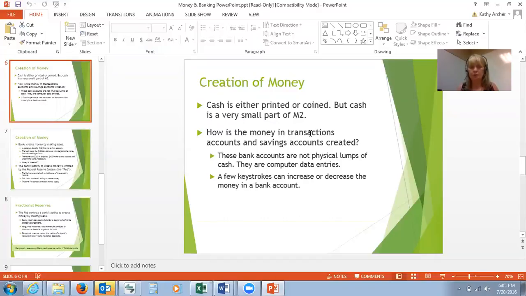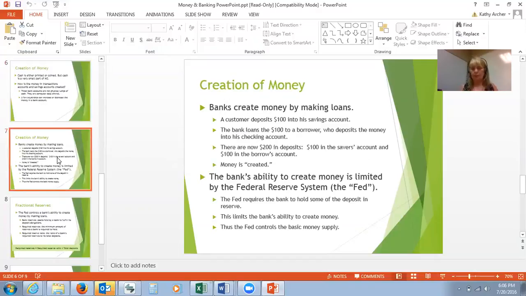And how is the money in transaction accounts and savings accounts created? These bank accounts are not lump sums of money. We sometimes might think that when you take money to the bank, they take it in the back and put it in a little cubby with your name on it. No. They keep track of what they owe you, but the money moves around. And really, the only thing you have for a bank account are some computer data entries. Banks create money by making loans.